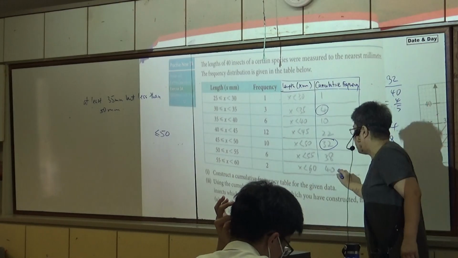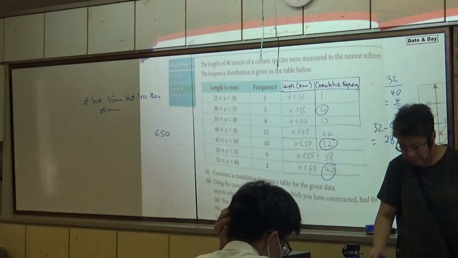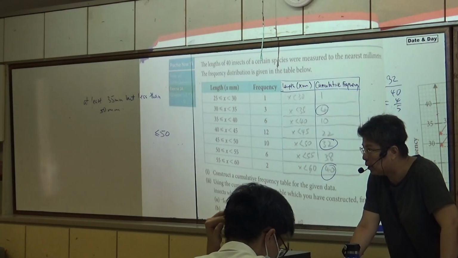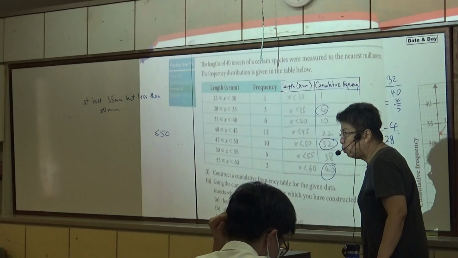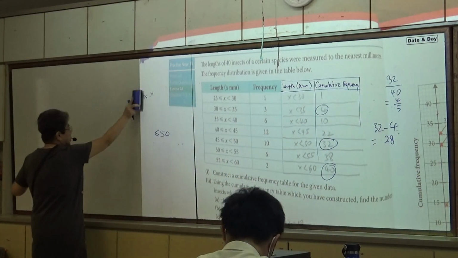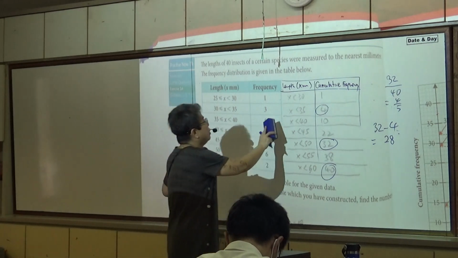What is so special about this last number? Can someone tell me again? It will be the total. Everybody clear? Okay, it will be the total number. If you don't get the total number, that means something is wrong with your calculations. So you have to be careful over there.